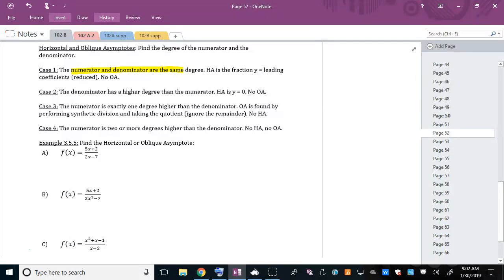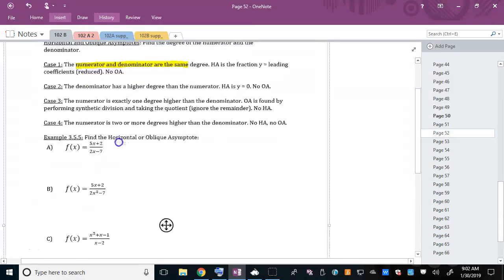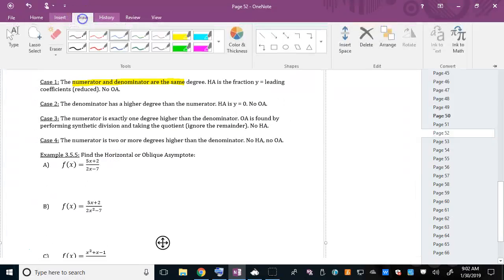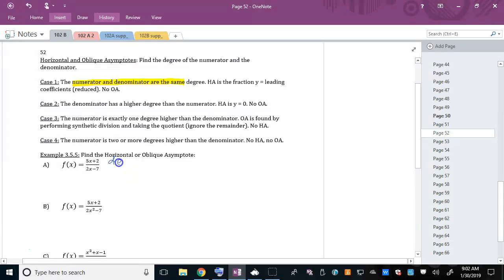So if I look down at example A here, 5x plus 2 over 2x minus 7, the numerator has degree 1. Remember, if there is no exponent, it is degree 1. And the denominator also has degree 1. So this is case 1. I like to number the cases just to help keep track. You do not need to know the numbers of the cases, though.